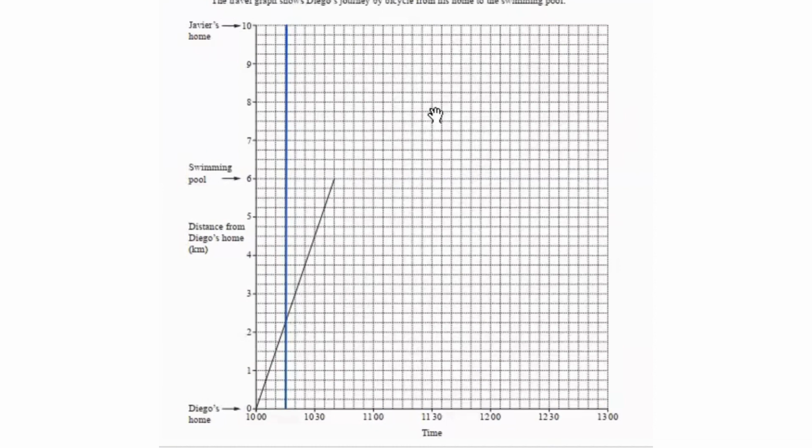And he's walking at 6 kilometers per hour, which means he's going to end at 10:55 and 6. So 10:55 is going to be at this point. So this is his graph.